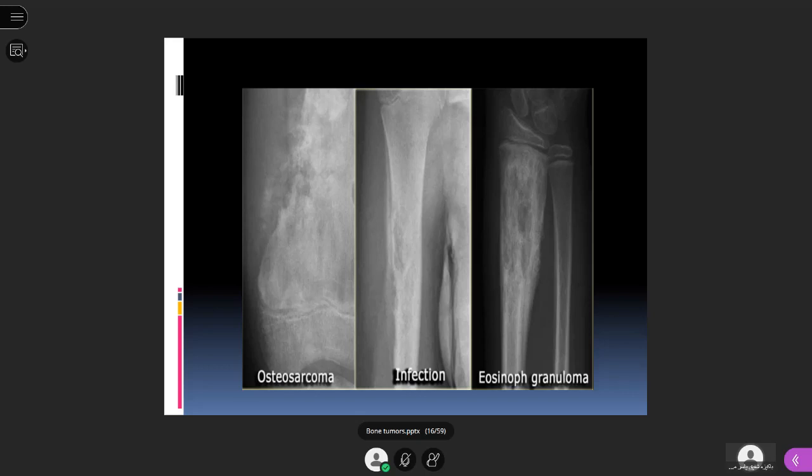These are three lesions having wide zone of transition. See, the margin is not clear, and also see there is a line running along the bone. What is this? This is periosteal reaction. The overlying periosteum proliferates in response to the underlying bone tumor. So this is called periosteal reaction.